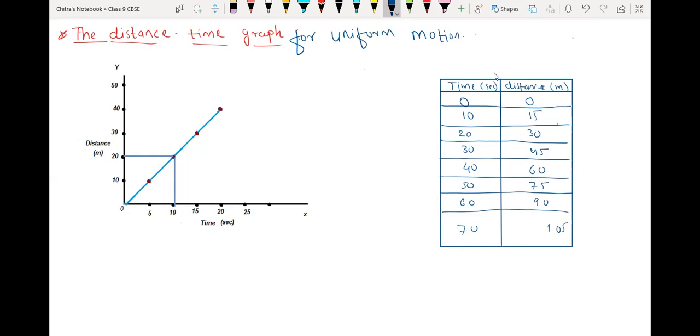So this is the distance traveled. At 0 we have 0 distance, at 10 seconds the object covers 15. Checking the difference between 30 and 15 is 15 meters. Here again 15 meters, again 15 meters, again 15 meters. Every time the distance covered by the object is the same: 15, 15, 15, 15. And for time, the difference between 10 and 0 is 10, then 10, 10, 10. It means equal distance in equal intervals of time. That's why it is called uniform motion.